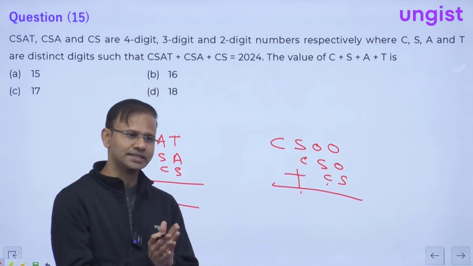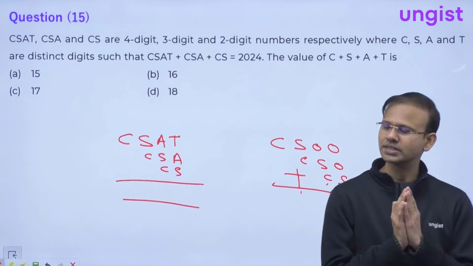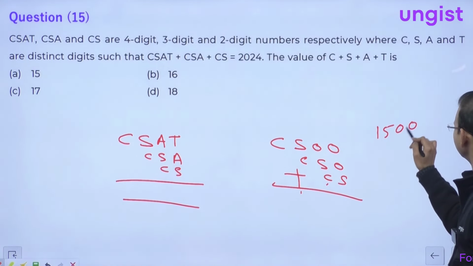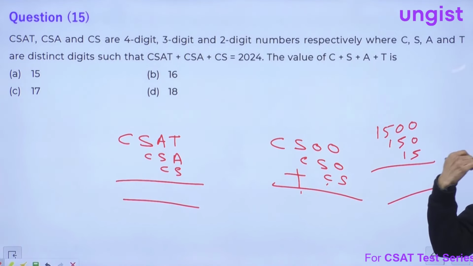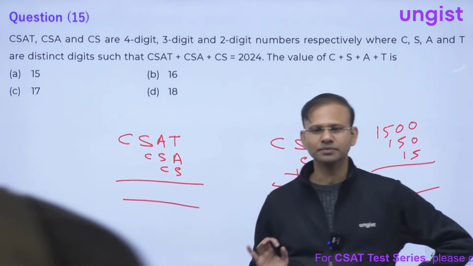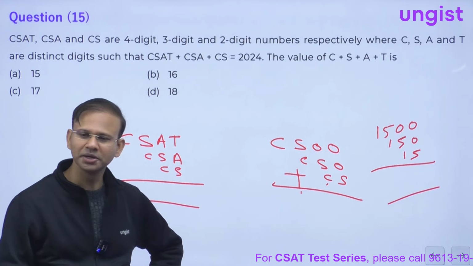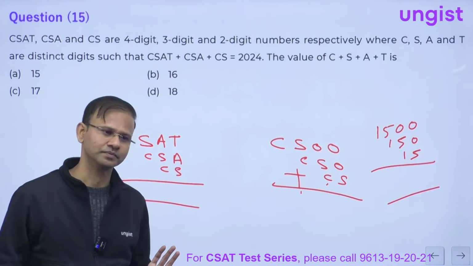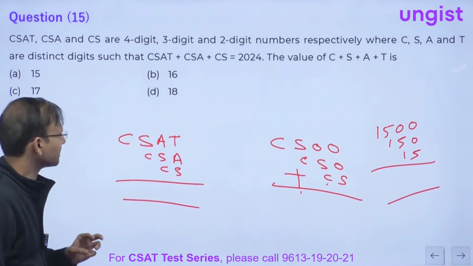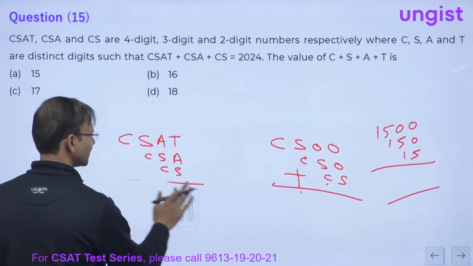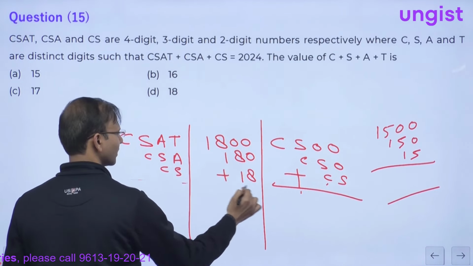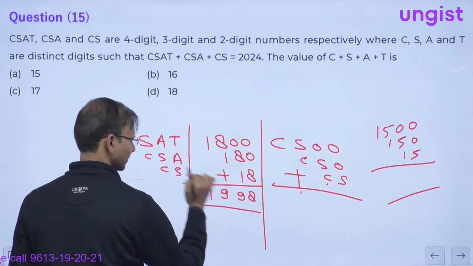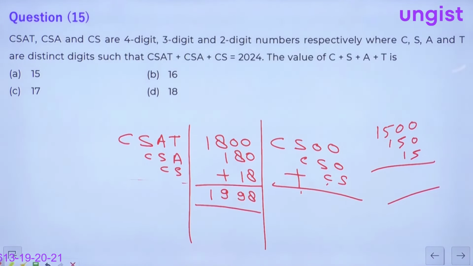Now think about CS. This number can't be 1500, because 1500 plus 150 plus 15 is too small. So it can't be 1600 either. It might be 1800 or 1700 or 1900. Yes or no? Let's check it for 1800. 1800, 180 and 18. What is the sum? It is 198. So, guys, 198.